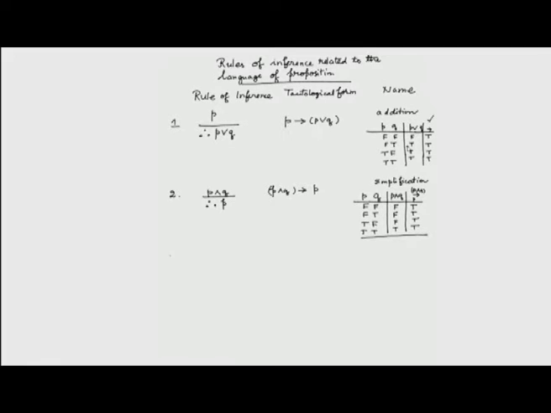The third one. The third rule is P and P implies Q, therefore, Q. In the tautological form, this is P and P implies Q implies Q. This is called modus ponens.